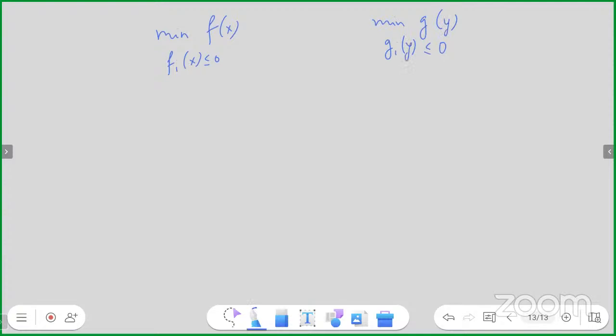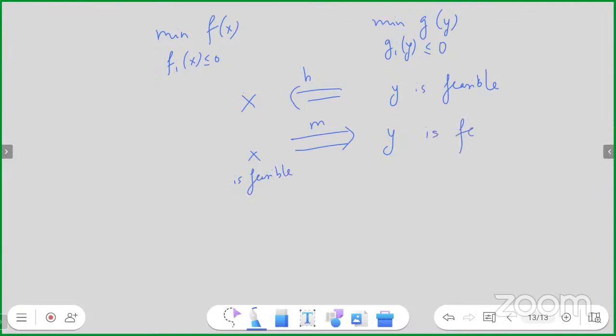Okay, suppose y is feasible. That gives you a function, let's call it h, which gives you an x, where x is feasible here. And the same thing can be done in the reverse direction. For every x, I have a function, let's say m, which gives you a y. So x is feasible, y is feasible. If this is given to you, what can you conclude?